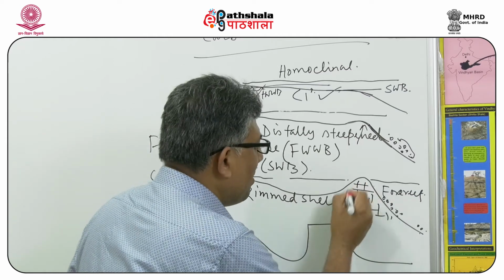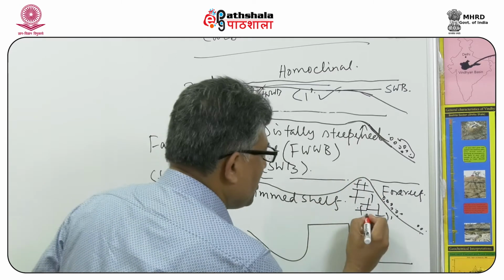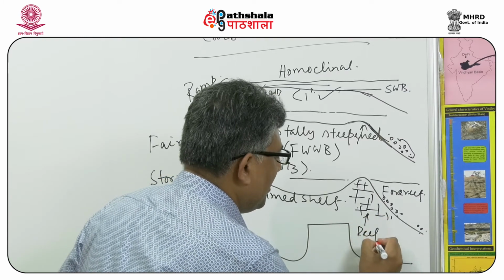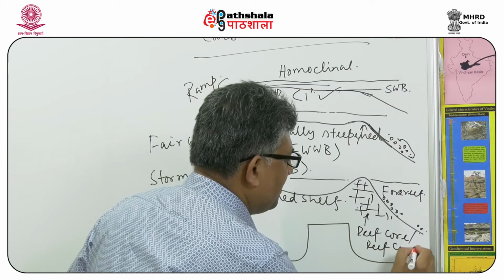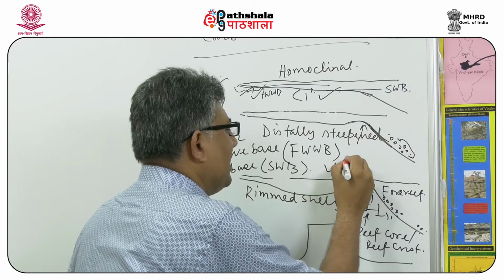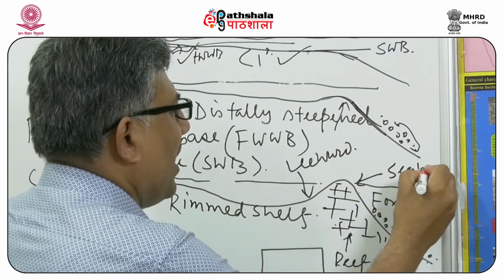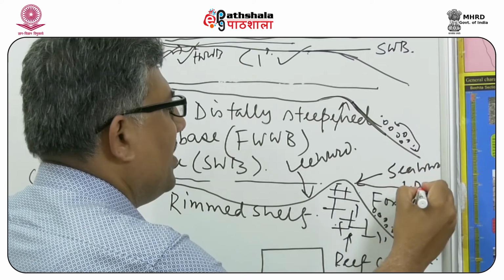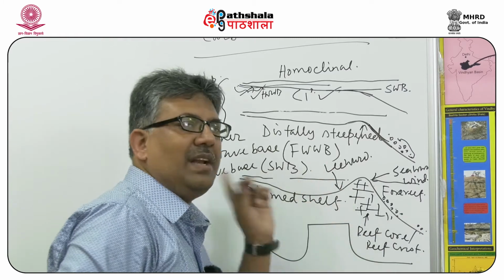Then you get the main reef part, that is the reef core and the reef crest part, this portion we call the reef core or reef crest part, and at the back, that is what we call the leeward slope of the reef. This is called the seaward slope, or windward slope, and this side of the reef we call the leeward slope.